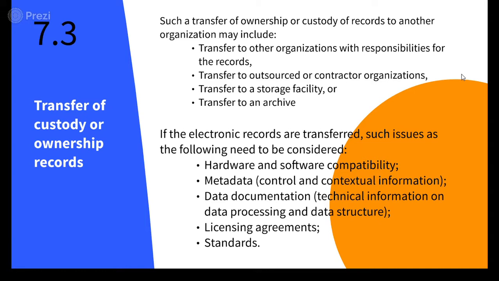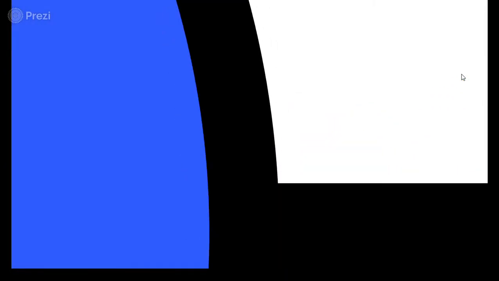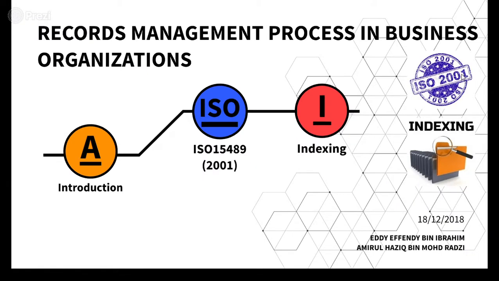If the electronic records are transferred, such issues as the following need to be considered: hardware and software compatibility, metadata, control and contextual information, data communication, technical information on data processing and data structure, licensing, agreements, and standards. Settled for ISO 15489. Now we go to topic number 3, indexing.